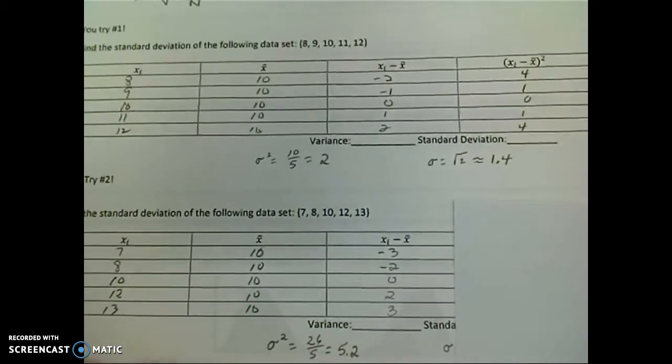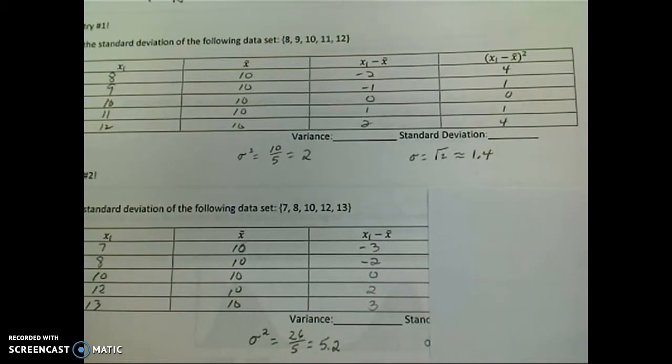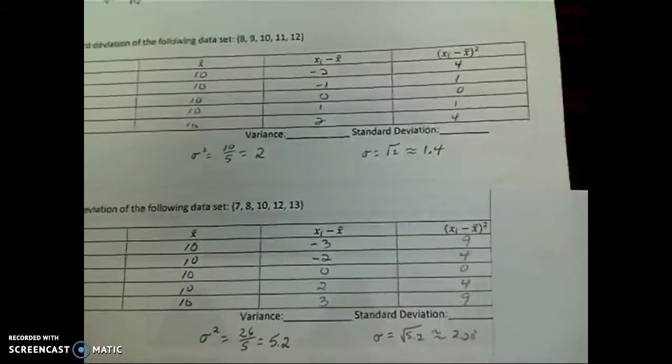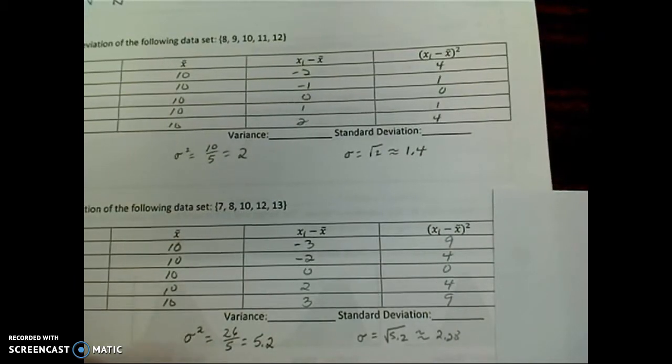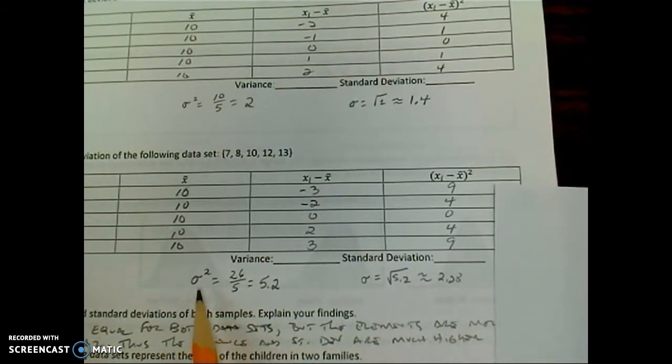So here are our data points minus the average. 7 minus 10 is -3. 8 minus 10 is -2. 10 minus 10 is 0. 12 minus 10 is 2. And 13 minus 10 is 3. So when we square those, we get 9, 4, 0, 4, and 9. Taking a look at our variance value, sigma squared, adding these values together, I get 26 divided by 5, which gives me 5.2. My standard deviation, the sigma, is going to be the square root of 5.2, which is about 2.28.